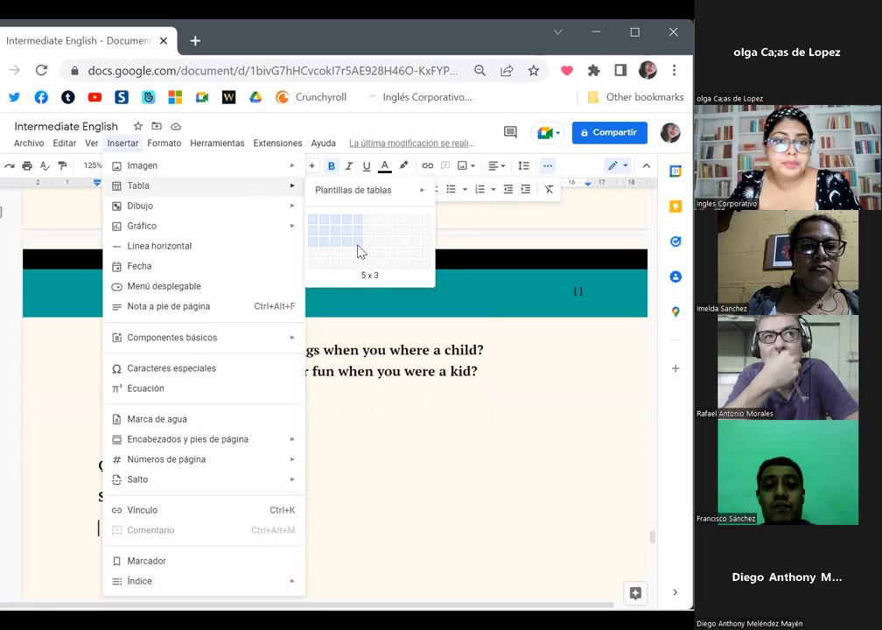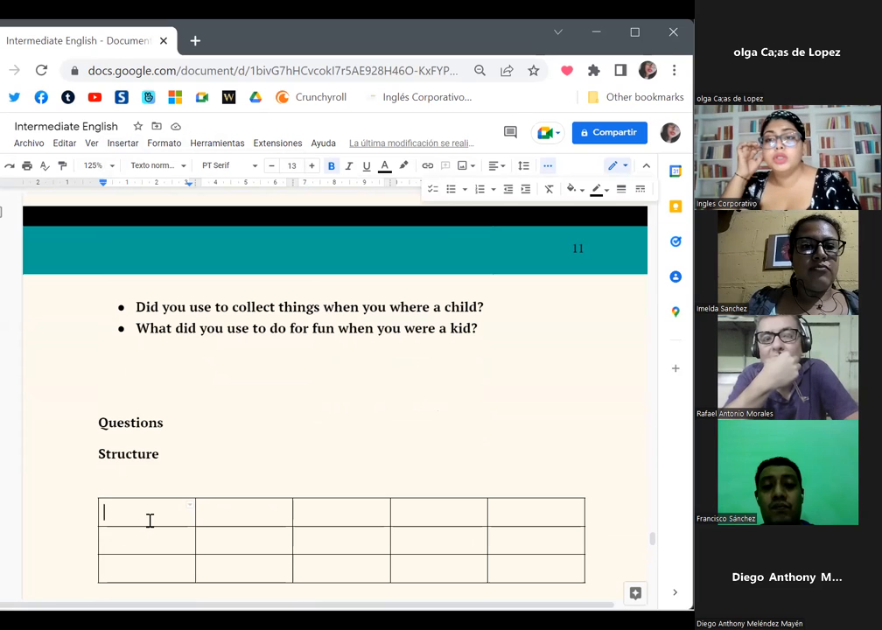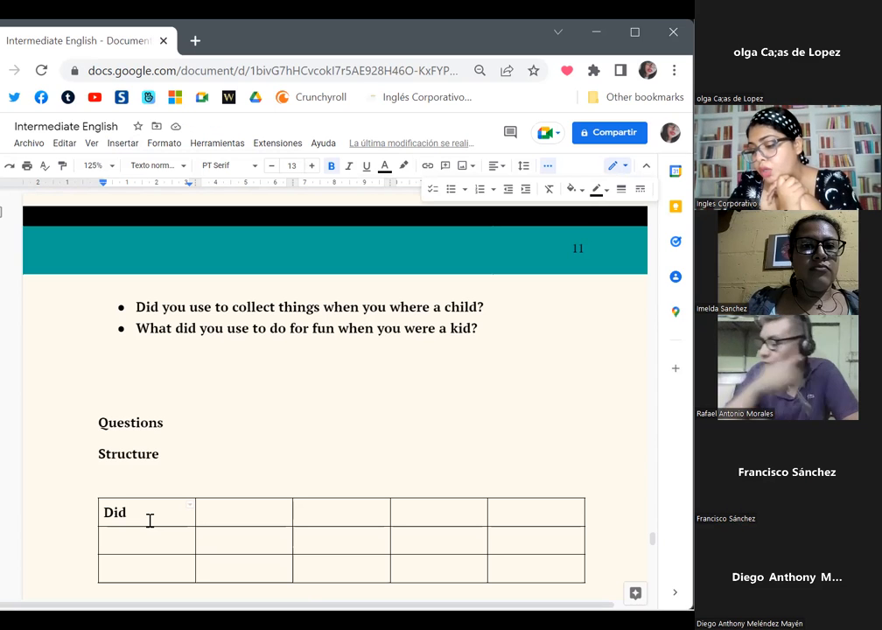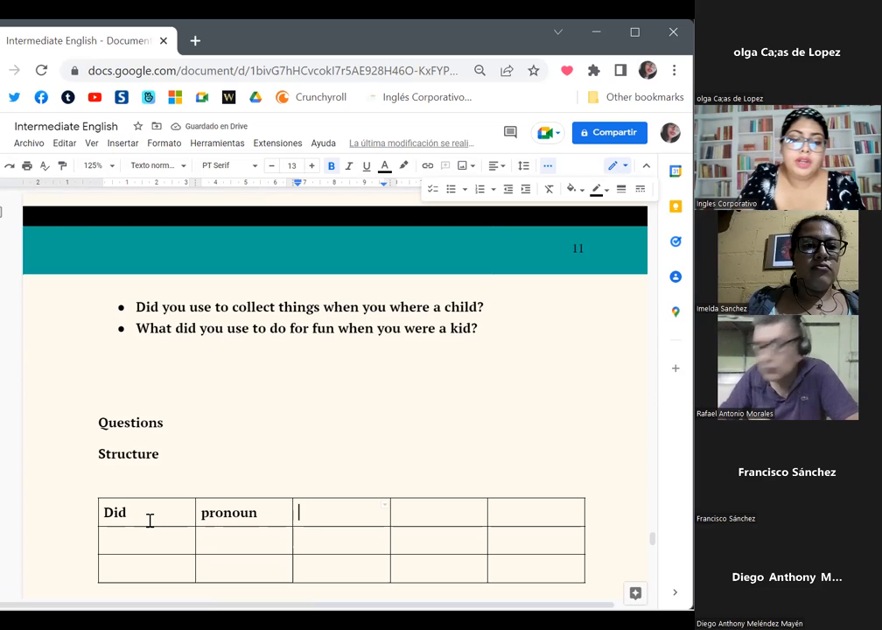Five and three. Like this. So we have here this table in which we are going to divide the structure. We have first the auxiliary. In this case, we are going to begin with the auxiliary. We are not going to begin with the WH because in that case, we are going to talk about the WH questions after this one. So we have did. Then we have the pronoun. Then we have the verb used to, the verb, and the complement.